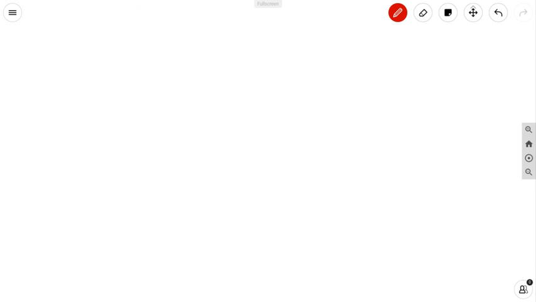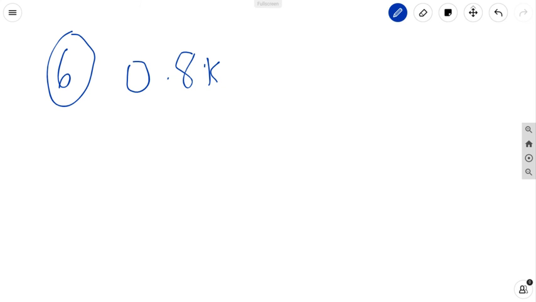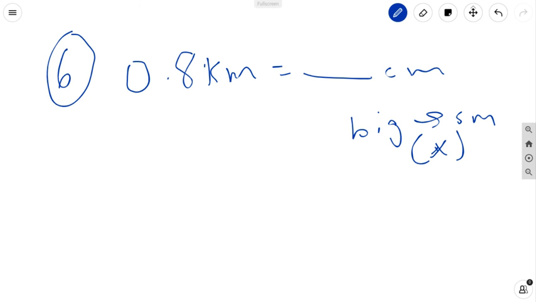All right, let's try number 6. I have another decimal here. 8/10 kilometers. How many centimeters? All right, this is a big one. So we're going from big to small. That we know, which means we're going to multiply. The question is, how many centimeters in a kilometer?